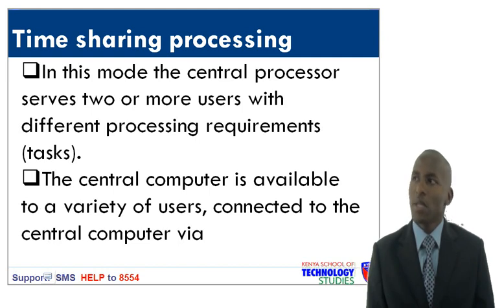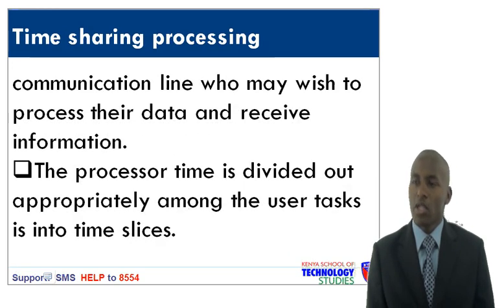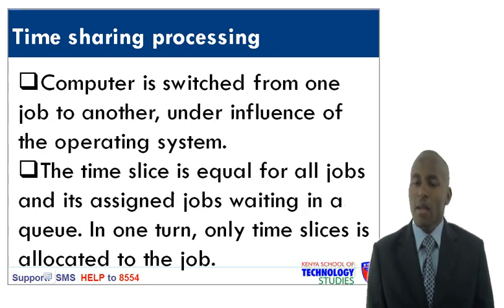Let us now look at time-sharing processing. In this mode, the central processor serves 2 or more users with different processing requirements or tasks. The central computer is available to a variety of users connected to the central computer via communication line who may wish to process their data and receive information. The processor time is divided out appropriately among the user tasks into time slices.